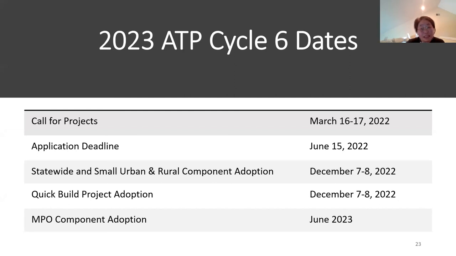And the statewide selection, as well as small urban and the rural selection, will be adopted at CTC December meeting this year. And Cycle 6 will continue the quick build pilot phase 2, and the selection will be adopted at December CTC meeting as well. And as for the MPO selected projects, the adoption will be at June CTC meeting next year. Next slide, please.